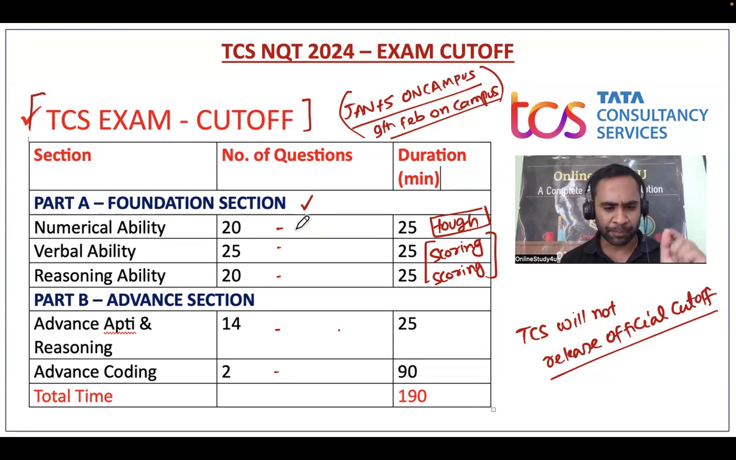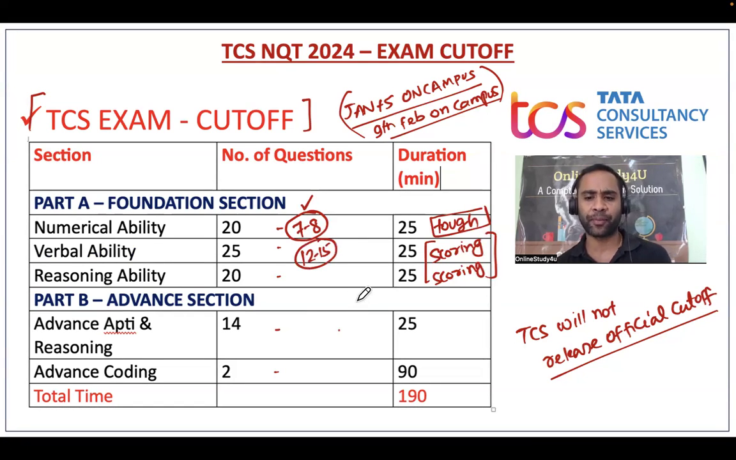So from here, many of the students had attempted 7 to 8 questions, and they cleared and were called for the interview, right? In reasoning and verbal ability, many students had solved 12 to 15.